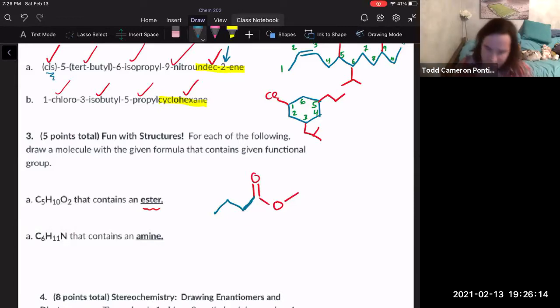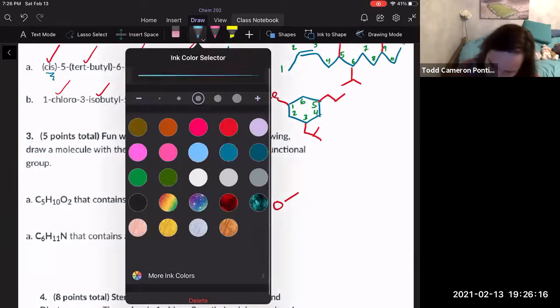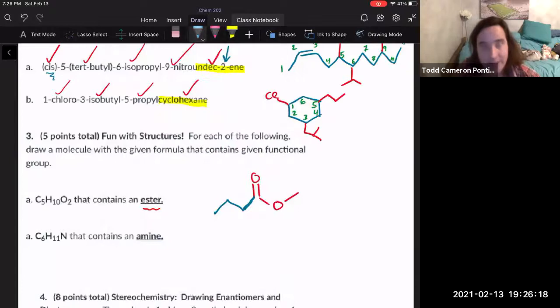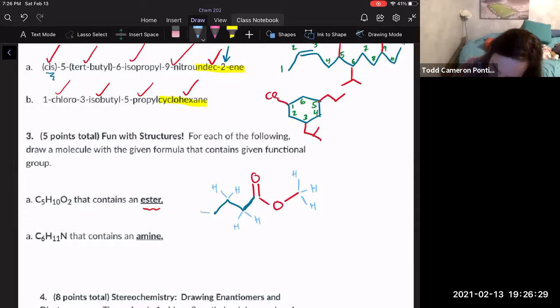Okay, now then, what I'm gonna do is I'm gonna count the number of hydrogens I have right now and see if that matches what I'm trying to get. 1, 2, 3, 4, 5, 6, 7, 8, 9, and 10. Oh, well, yeah. And this one's good to go. I don't need to do any modifications to it. So this one's good as is, cool. What about the next one?